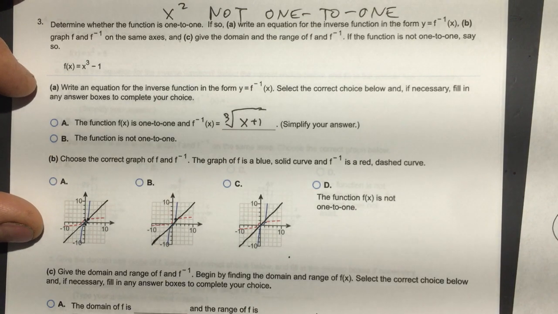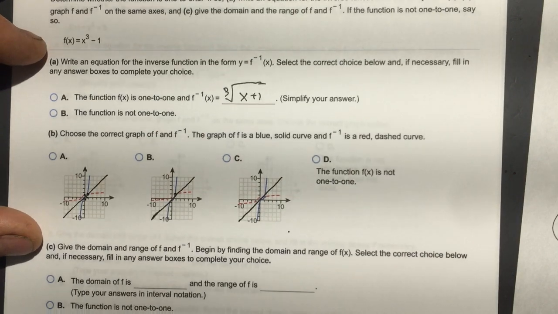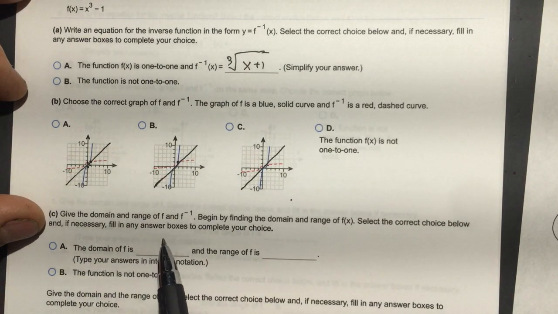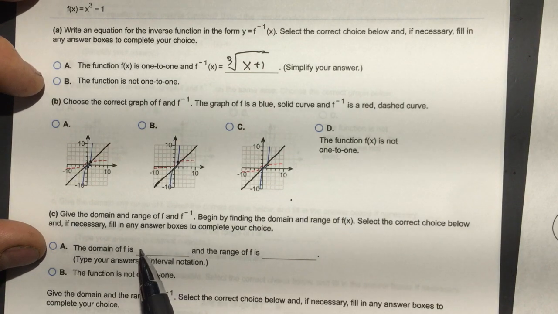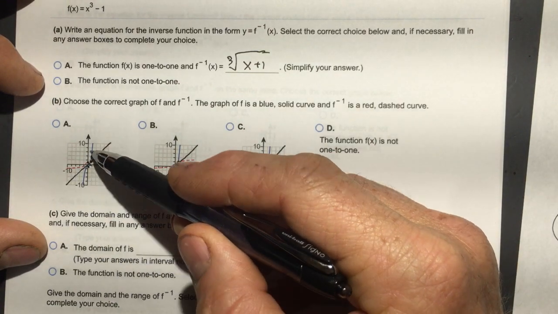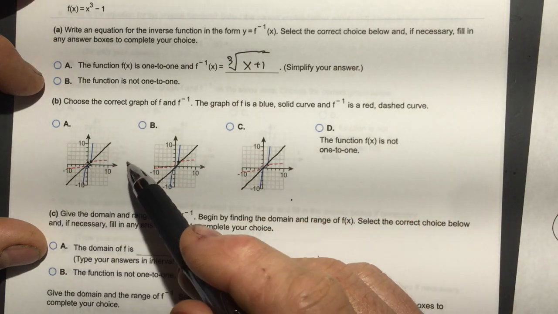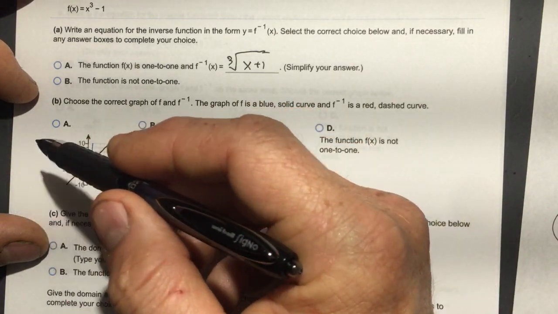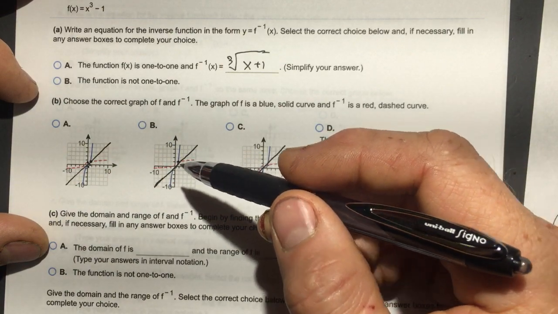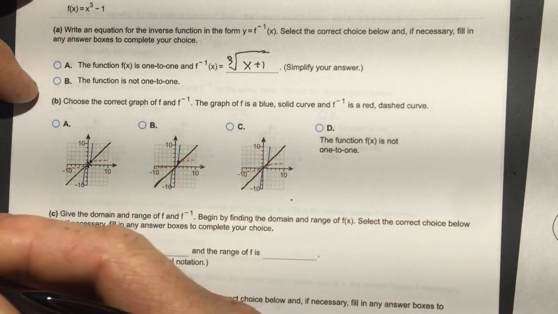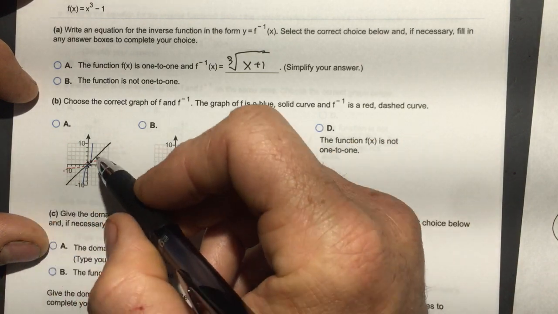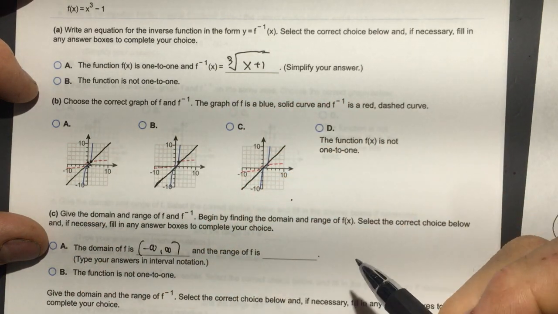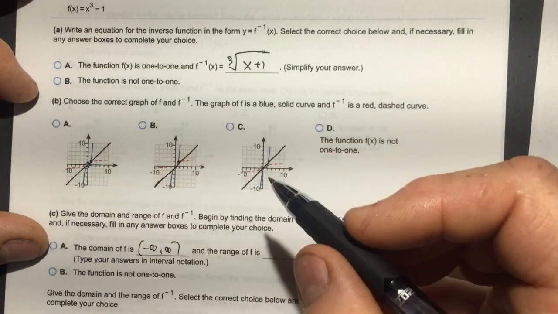Okay, now we'll go on to this one and finish it up. Part C says, what's the domain and range of the function and its inverse? The function is the blue one. The inverse is the red one. If I look at the blue one, what's the furthest to the left that it goes? It's going down forever, and it's going over. So that's negative infinity to positive infinity. That'd be the domain. The range, up and down, is the same thing.